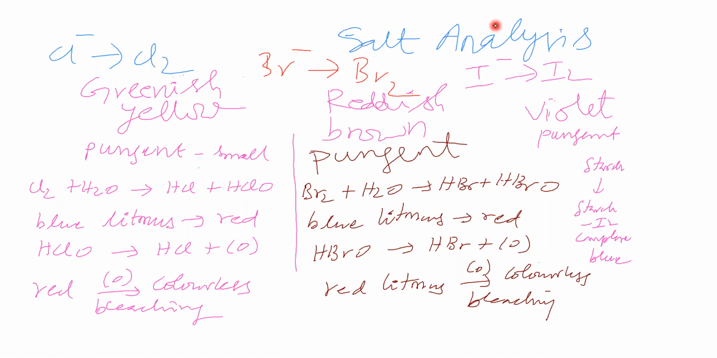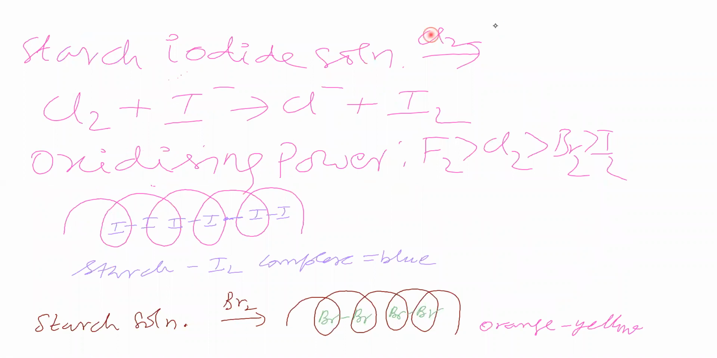Now it turns blue litmus into red. It also turns blue litmus into red, and red litmus goes for bleaching. This chlorine, this Cl2 with starch iodide solution gives a blue color.